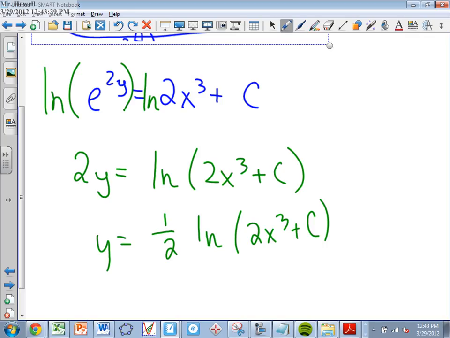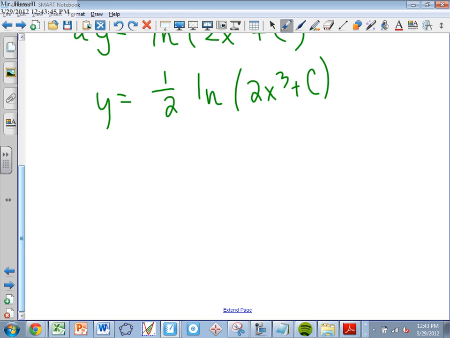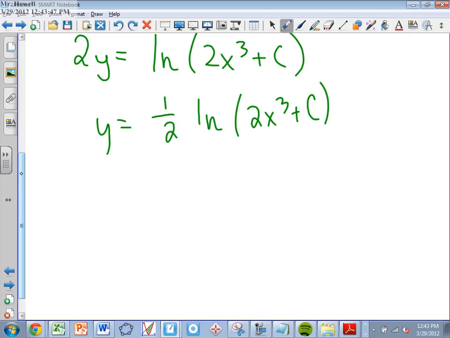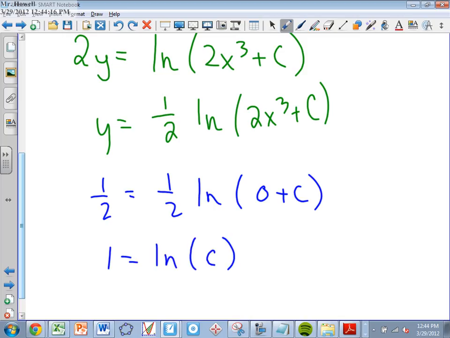You've solved for y here. Now, I've got a question for you guys. If I have it set up like this, and I want to actually figure out my value for c here, what would I then do? Plug in, right? Let's verify that we get the exact same answer we had before. So this was 1/2 we said, and it's 1/2 ln of 0 plus c. Because x was 0, the initial condition was 0, 1/2. What happens here?